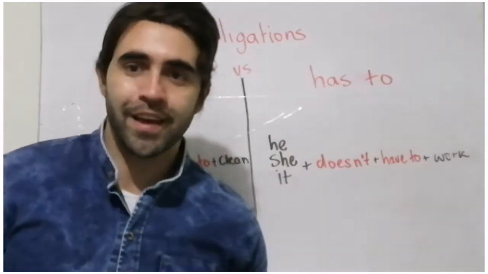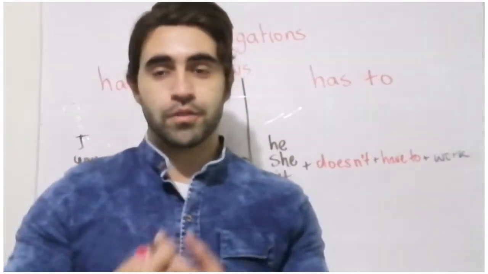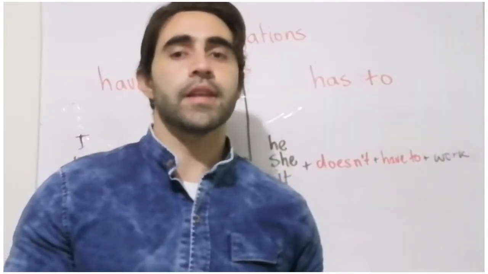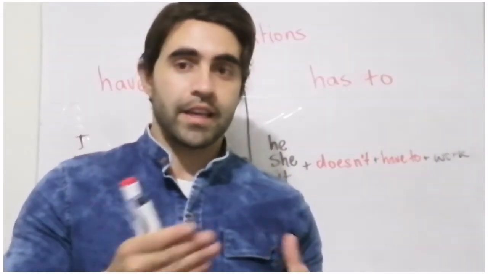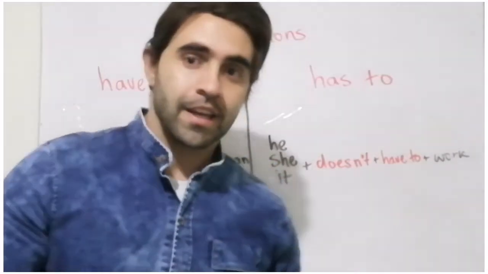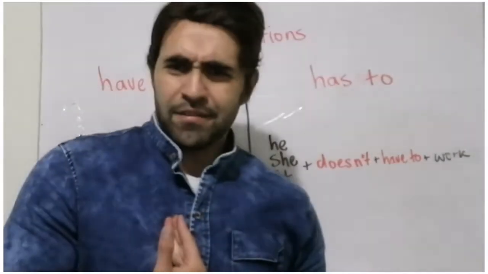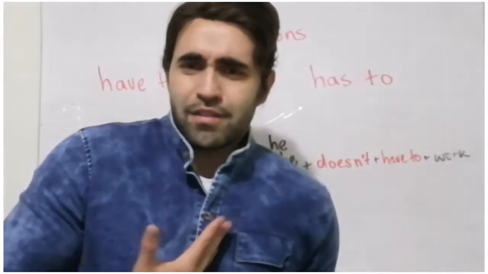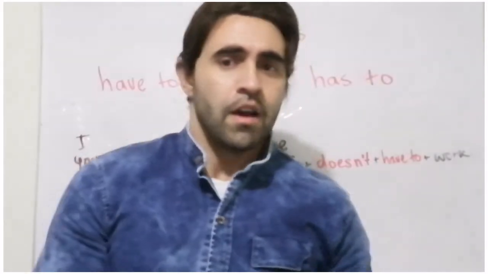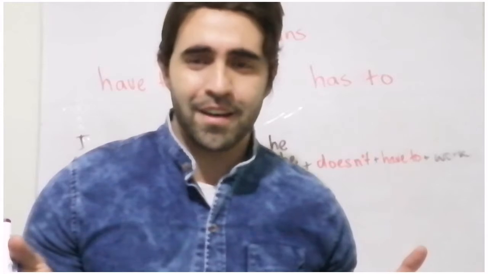Now, finally, we have the negative sentence, and the negative sentence again uses the auxiliaries do and does, but these auxiliaries are in the negative form. Now, the negative form of do is don't, and the negative form of does is doesn't. So I say, for example, I don't have to clean. I don't have to clean my house. It's not necessary to me. It's just, I don't know, my brother's obligation or my sister's obligation. But me, I don't have to clean the house.